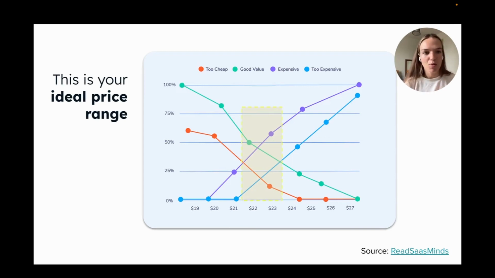This is the Van Westendorp pricing model. You map those prices that people respond differently to and work out your ideal price range that you can test on your landing page or in your app flow.